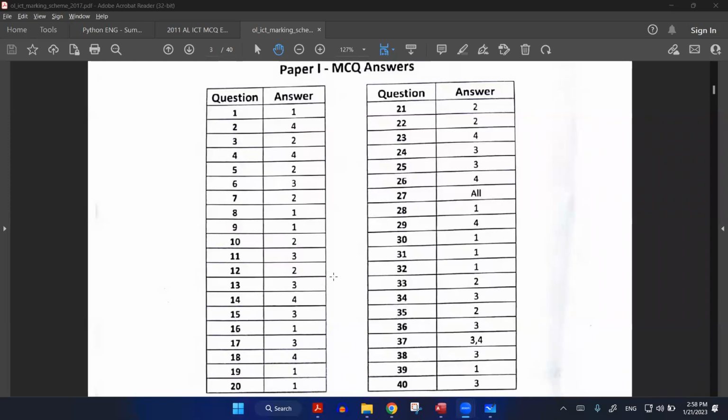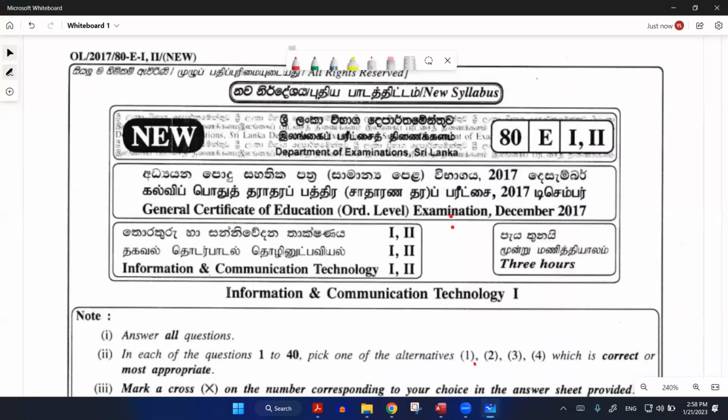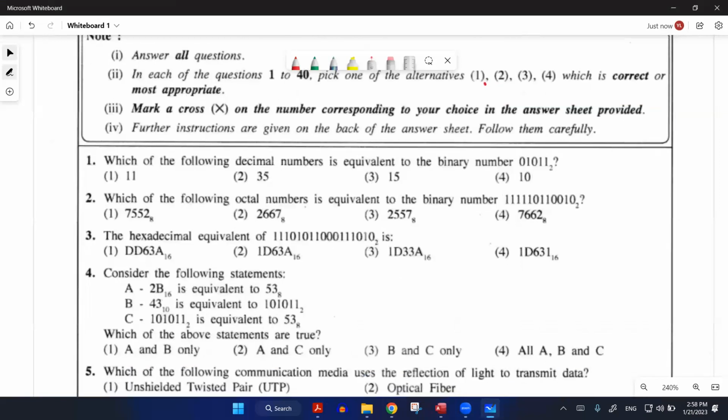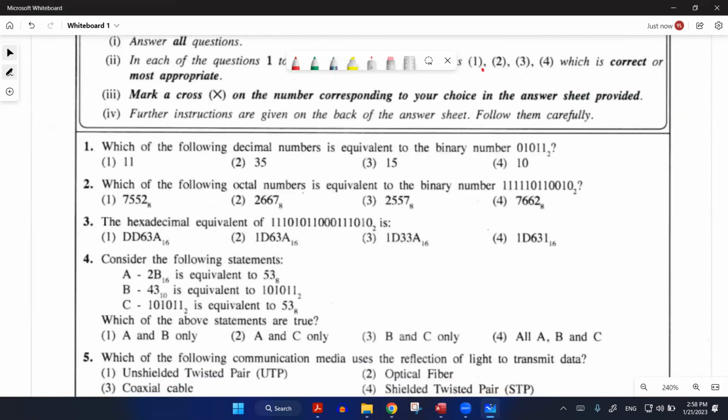Okay, if you are referring to the video, these are the MCQ answers for the 2017 O-level paper, right? Now we are switching to the paper discussion. The first question you are asking me to discuss is the third one. It asks for the hexadecimal equivalent of a binary number, and the binary number is bigger in this case, right?